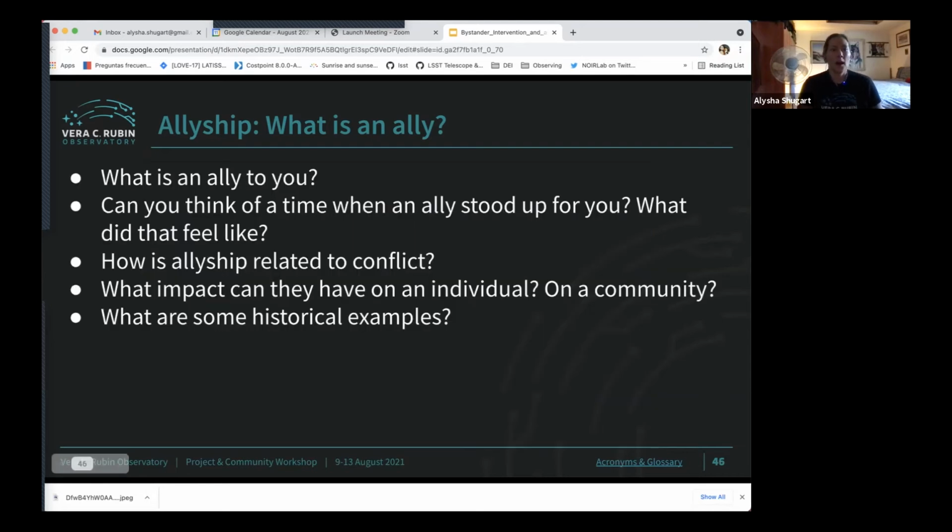I want to open up the floor and I want to ask, what is an ally to you? Or can you think of a time when an ally stood up for you? What did that feel like? What impact can they have on an individual, on a community? I want everyone to think about these questions so we can really try to start working together to understand all of the different ways you or anyone else can be an ally. Post your thoughts, post your comments in the chat. I am going to move on just so I can cover more of the information, but I will address your comments.